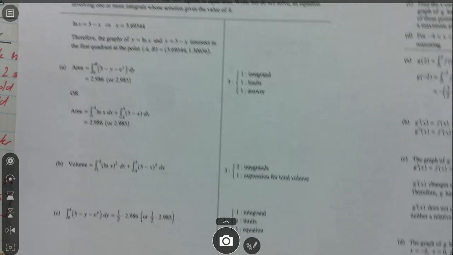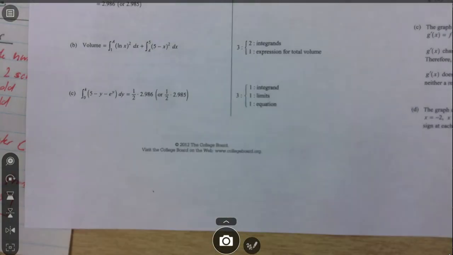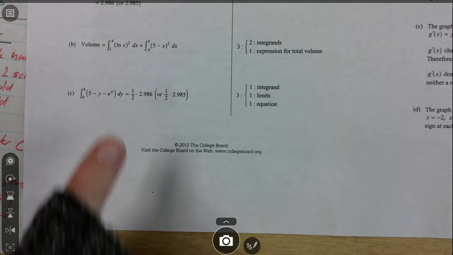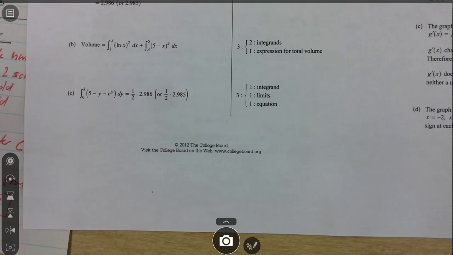Last one, C. The horizontal line of y equals k divides R into 2 regions of equal area. Write, but do not solve, an equation involving one or more integrals whose solution gives the value of k. Down below should have been our equation. So the integral from 0 to k should equal 2 times 2.986 because we're dividing into 2 separate sections. Integrand was 1 point, limits was another point, equation was 1 point.